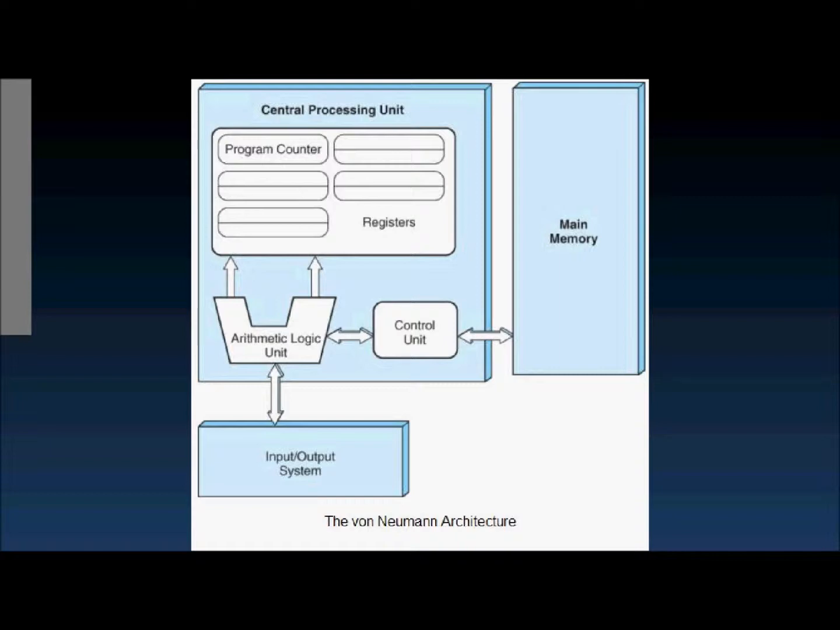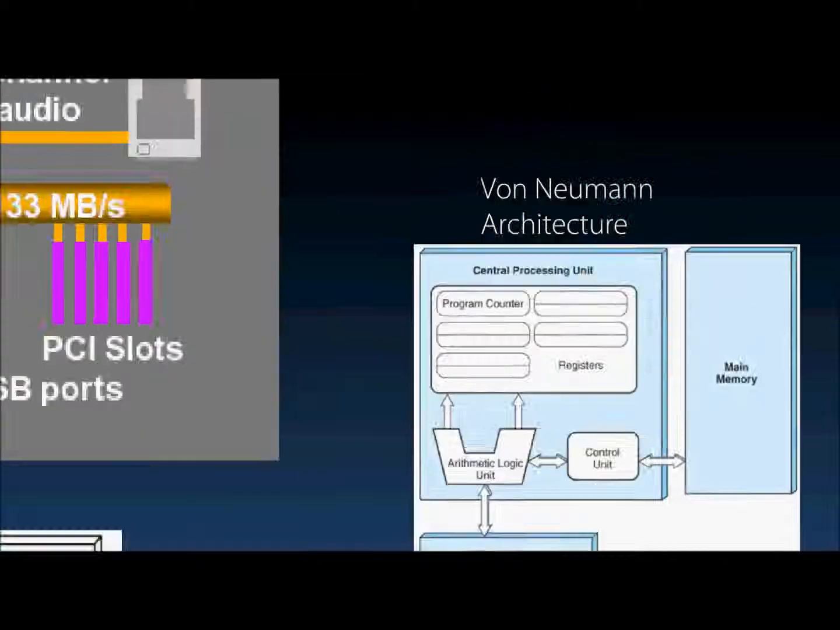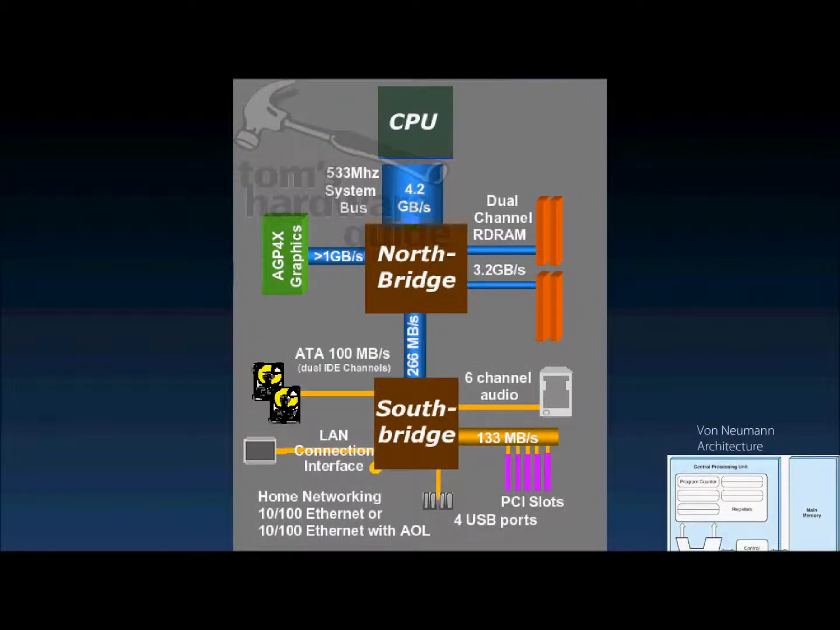The North Bridge is one of the two chips in the core logic chipset. It handles faster communication within a computer system. It is connected directly to the CPU. It handles communication between the CPU, RAM, BIOS-ROM, PCI cards, and the South Bridge.